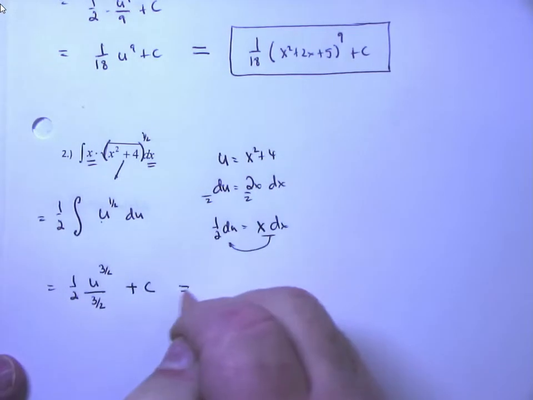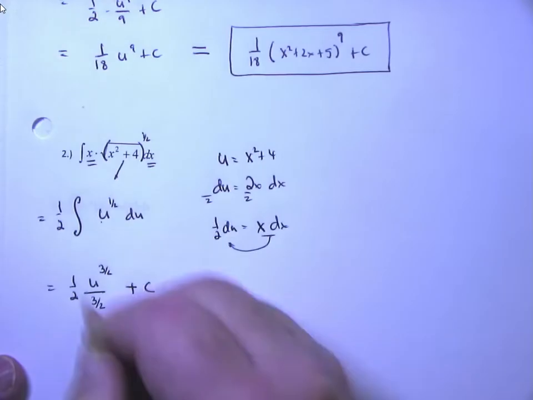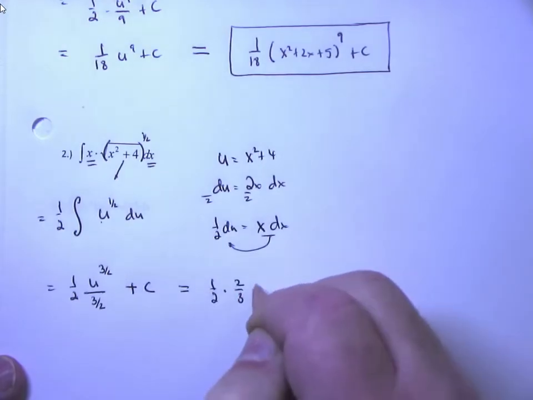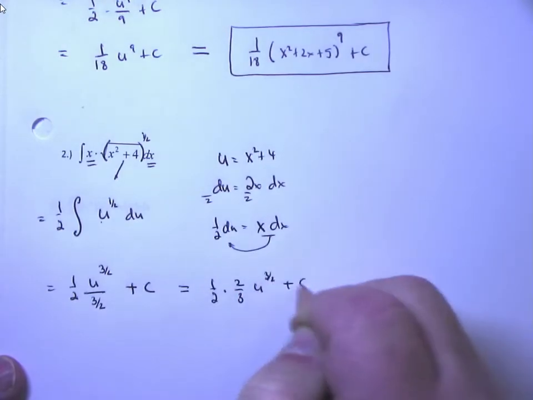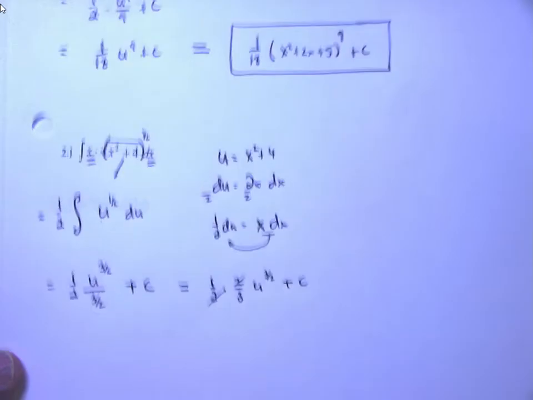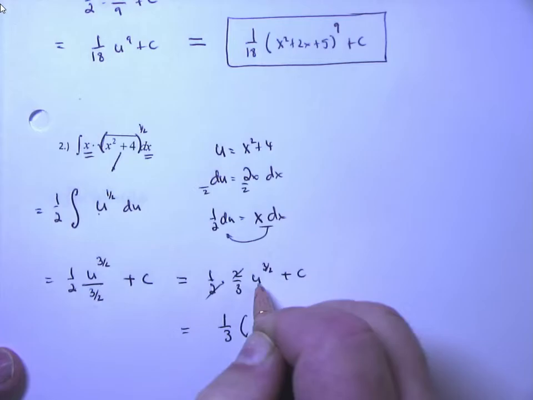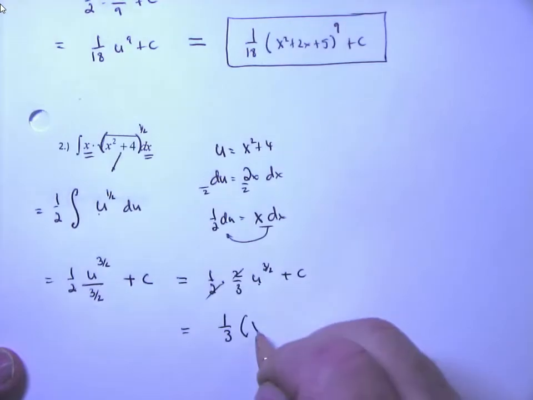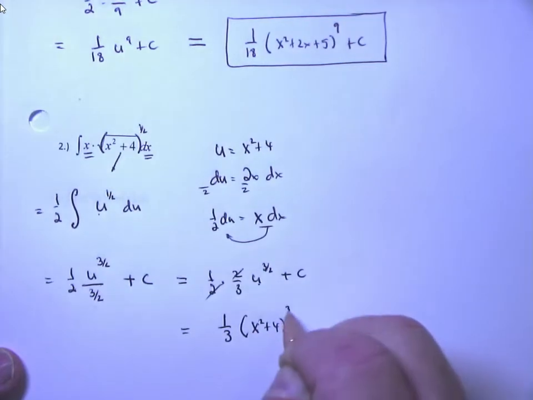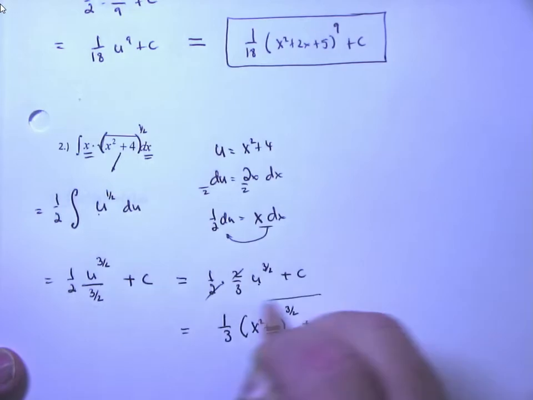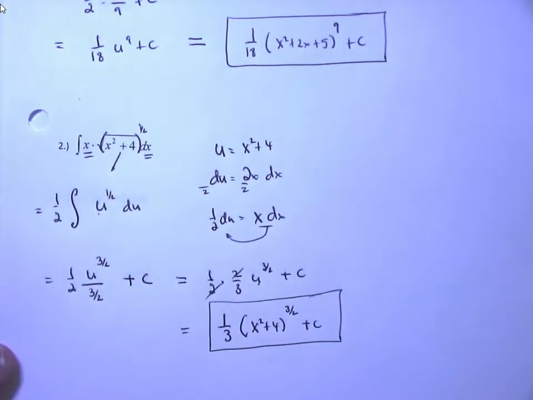Clean them up. This would be 1/2 times, invert multiply, 2/3 times u to the 3/2 plus c. The 2's cancel there. So I'm left with my answer: 1/3 u, back substitute, u was x squared plus 4, to the 3/2 plus c. And as we're integrating much harder functions, the traditional technique is called U-substitution.